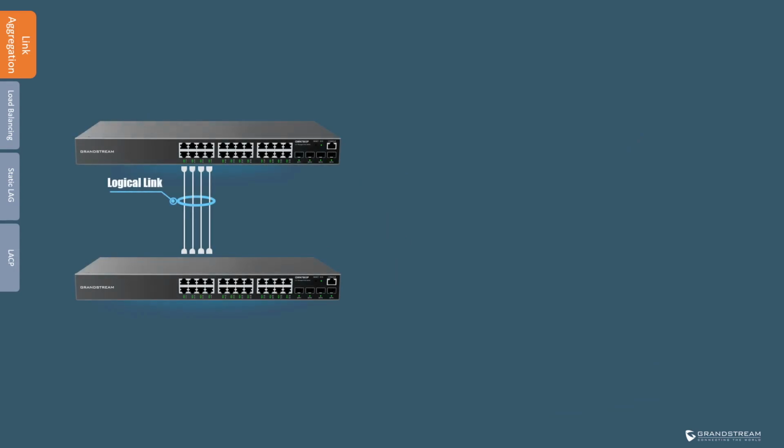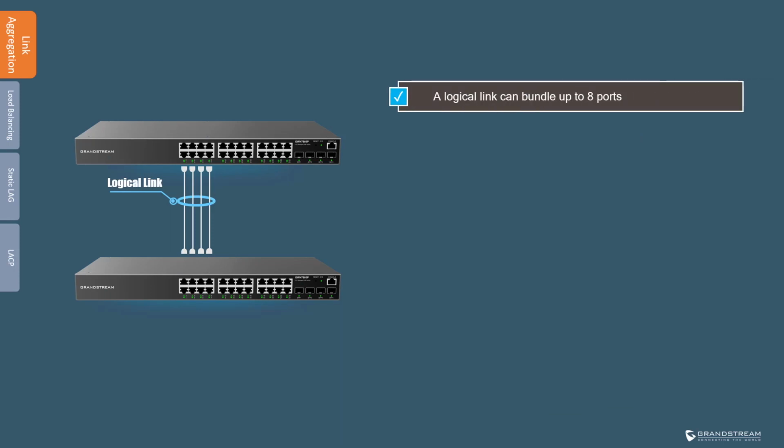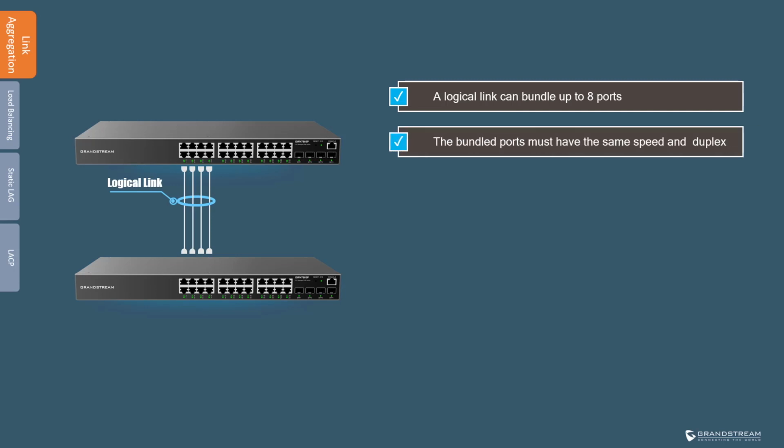There are a few things to keep in mind when configuring link aggregation on the GWN7800 switches. The GWN switches support up to 8 link aggregation groups depending on the switch model, and you can have up to 8 ports in a link aggregation group. All ports in a link aggregation group must be of the same media type, including speed and duplex. This applies to both ends of the logical link.